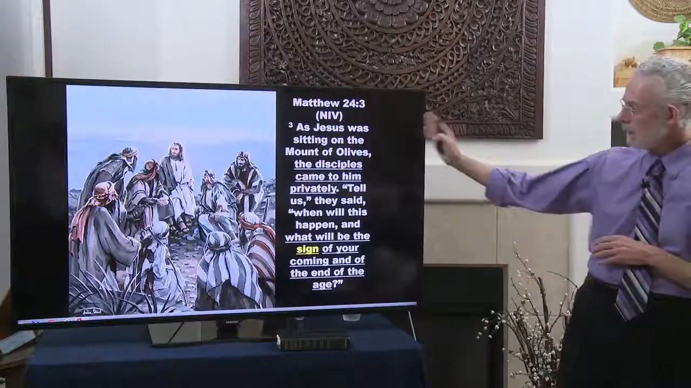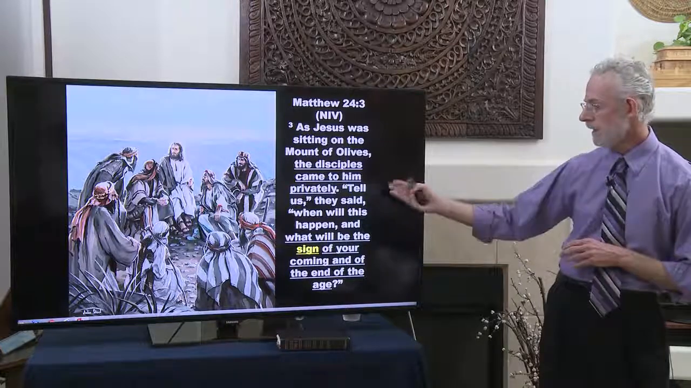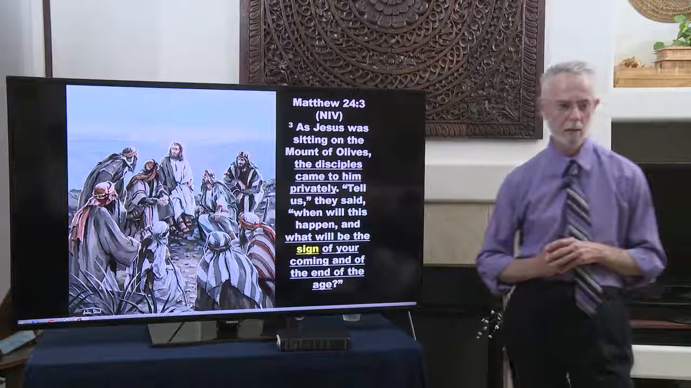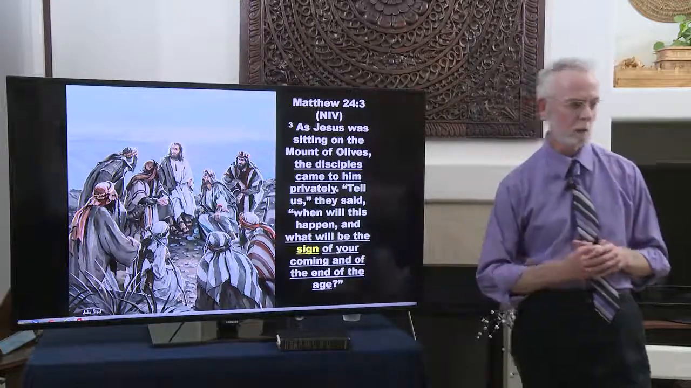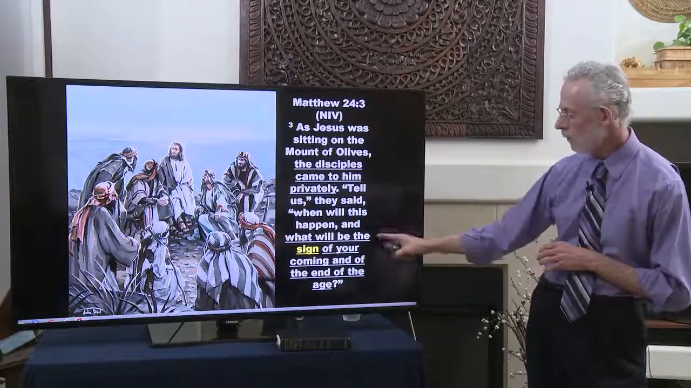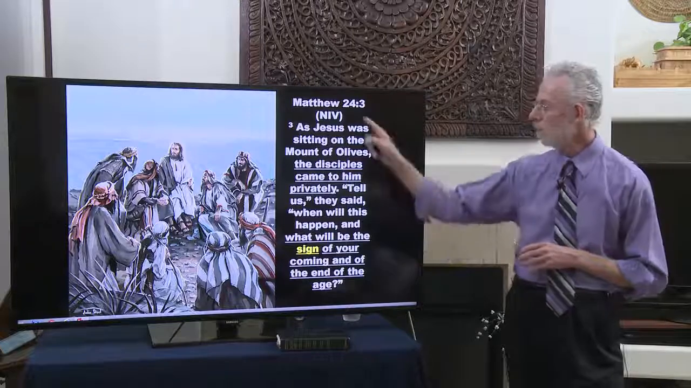All right? As Jesus was sitting on the Mount of Olives, the disciples came to him privately. And they said, "Tell us, when will this happen?" And then they said, "What will be the sign of your coming and the end of the age?" Well, take a look at that again. They asked Jesus a really important multi-part question. And that's Matthew 24:3.